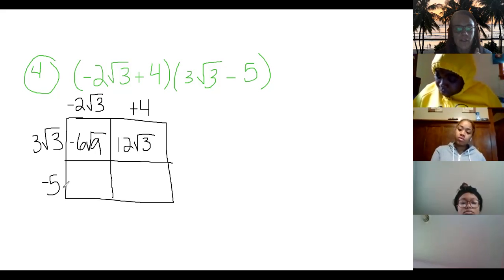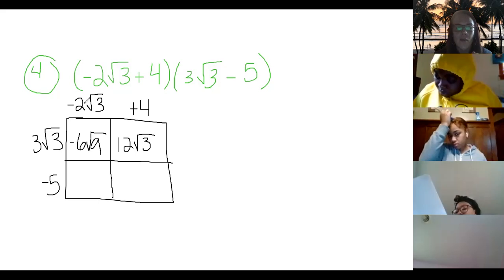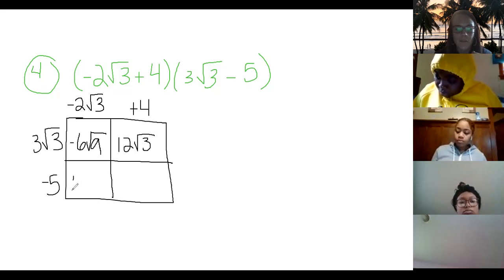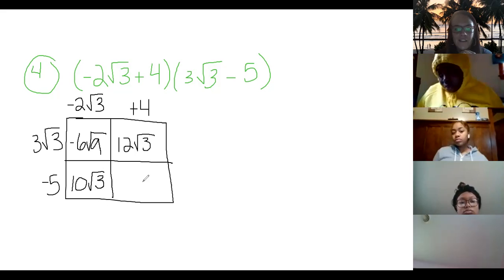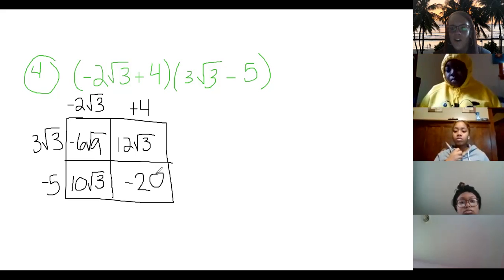The same thing will happen here then when we do -5 times -2 square root of 3. I'll multiply my whole numbers. So -5 times -2 gives me a positive 10. And then again, I'm just going to stick the square root of 3, attach it to the 10. And that's all I have to do. Then the last box is easy. I'm just going to multiply -5 times -4, and that'll give me -20. Woo. Okay, now we did the hard work.